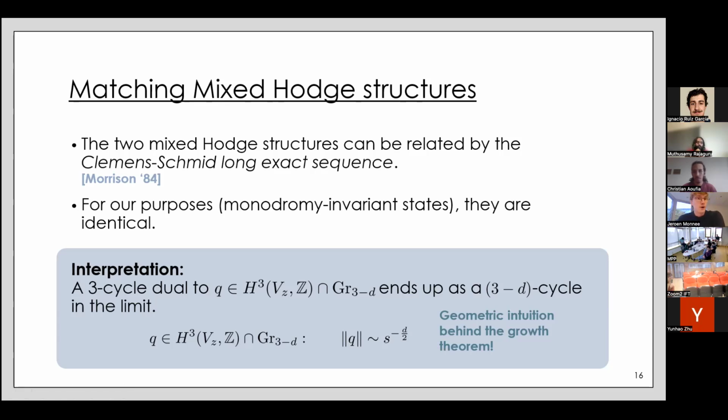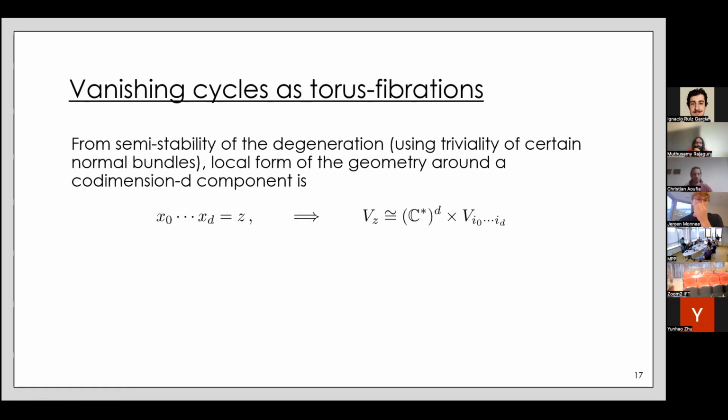Good. So now we know that we have some shrinking 3-cycles, but we need to say a bit more about how these cycles look. So how do you do this? Well, you can argue from the semi-stability of the degeneration that locally around, say, some codimension D component, you can just think of this V_Z as being that codimension D component times D copies of C*. And these C* copies will all shrink to zero size at the degeneration.